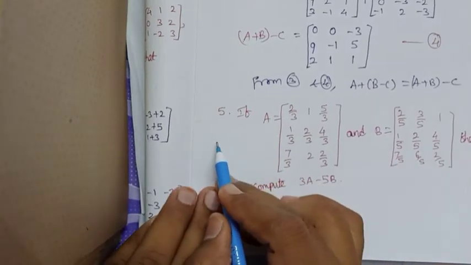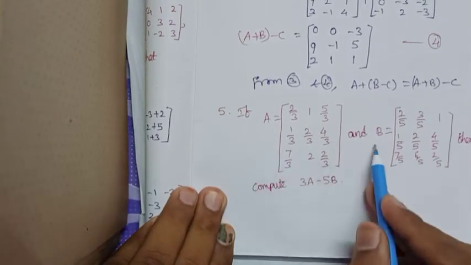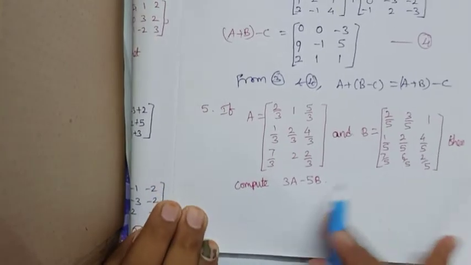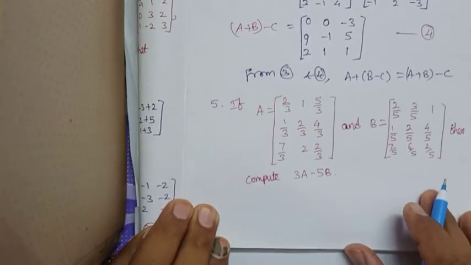The next problem, fifth sum: given A matrix and B matrix, compute 3A minus 5B.